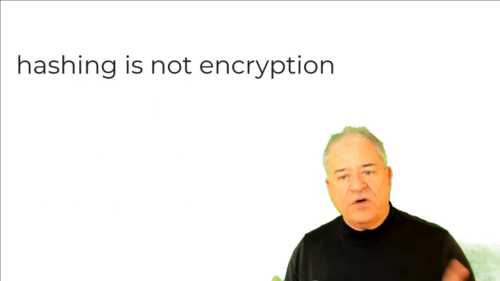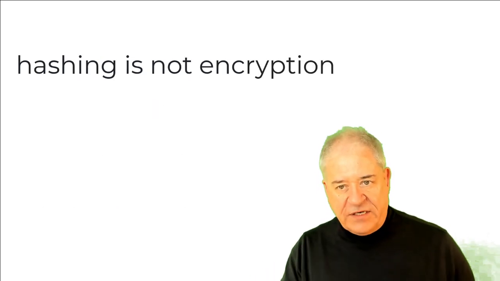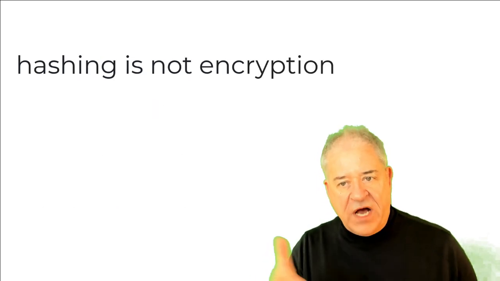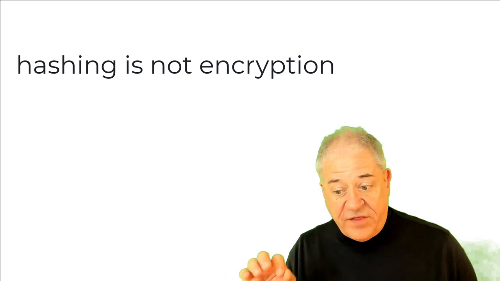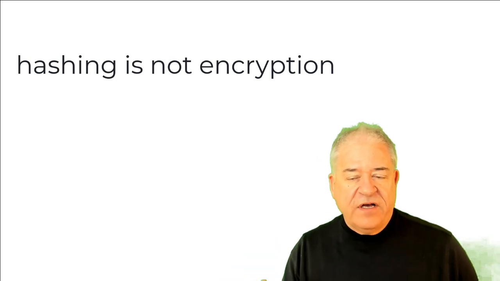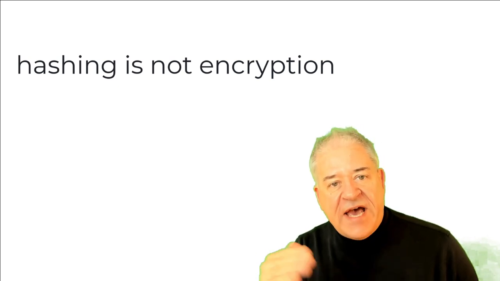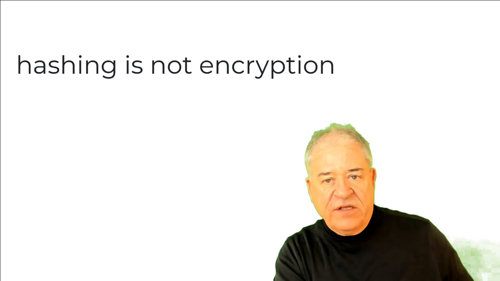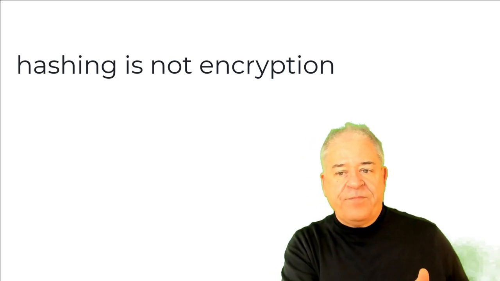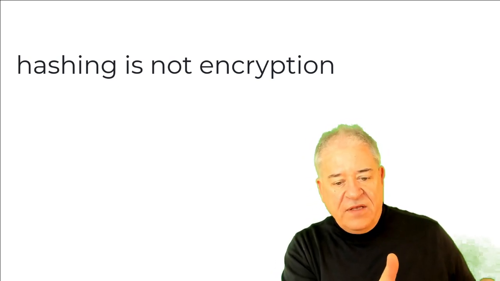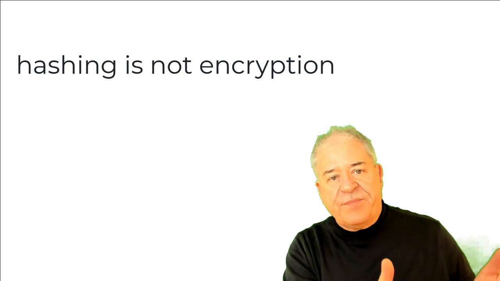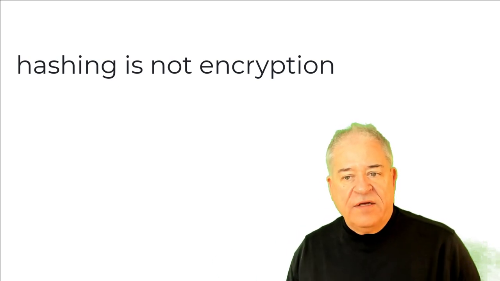At this point, we've only seen the role of hashing in blockchain. We have to note right now that hashing is not a form of cryptography. So hashing, you can't dehash something. You can't go back from the hash to the thing that was hashed. You can't decrypt a hash. It's a one-way transformation.